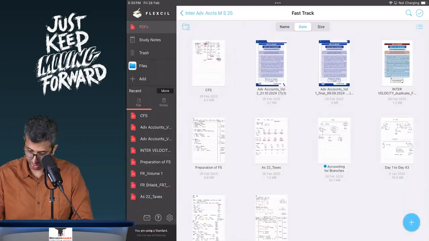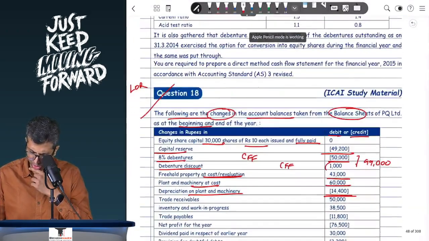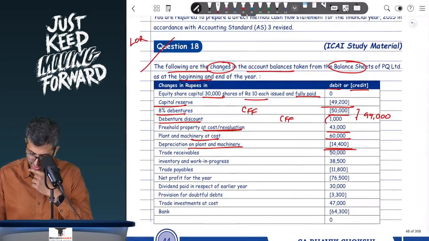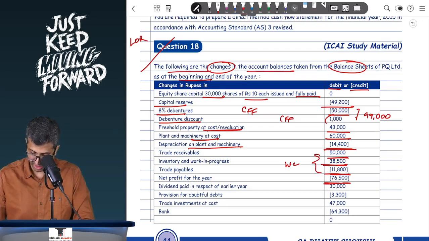This is increase in the provision for depreciation. अच्छा, पूरा क्वेश्चन एक बार पढ़ लेते. Trade receivables 50,000 increase, inventory and work in progress 38,500 increase, trade payables. All of these three are working capital adjustments. Net profit 76,500. This is net profit for the year. This must be after tax.